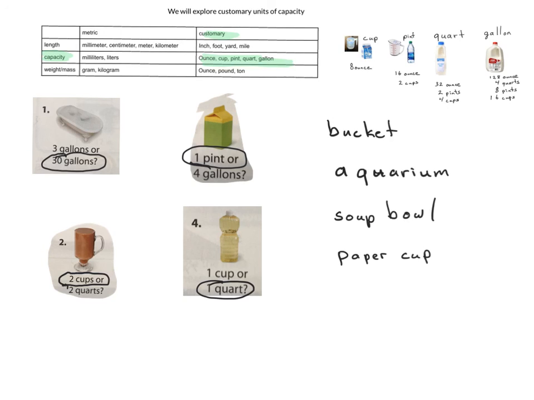So for a bucket, I would say it'd be a gallon. For an aquarium, definitely a gallon. A soup bowl, I would say cup. And a paper cup, I would say cup.